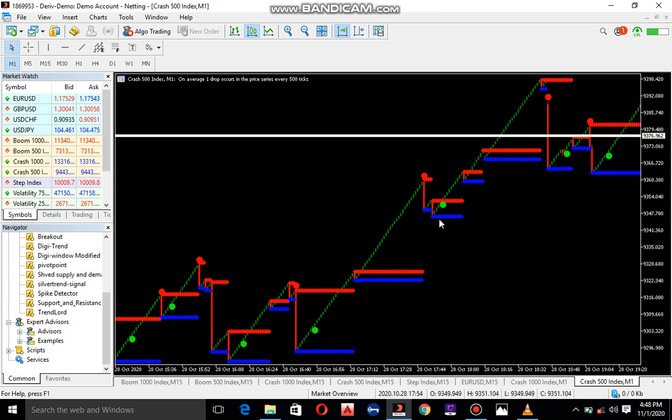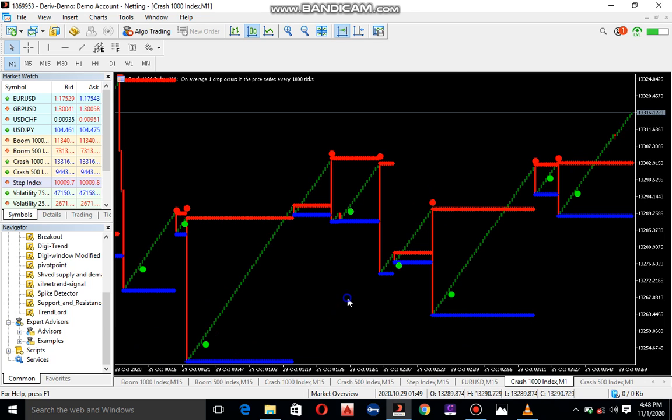That is how these assets always operate. But with this special indicator, you will be able to see the market clearly. You'll be able to see the support and resistance levels, and you'll be able to avoid the spikes when trading this asset. Let's go over to Crash 1000 and see what we have there.